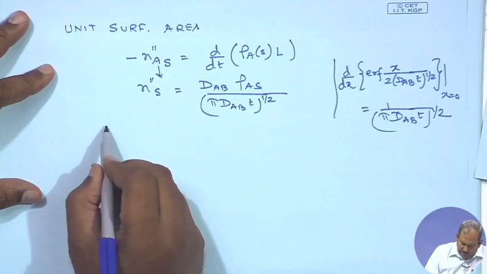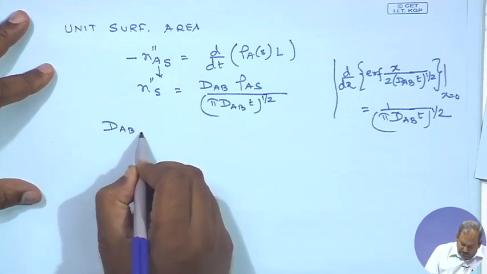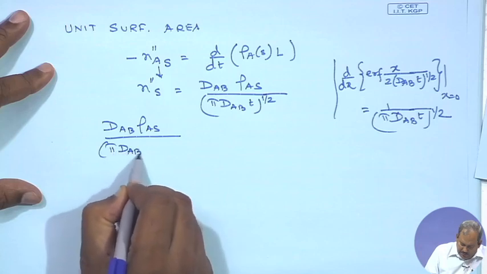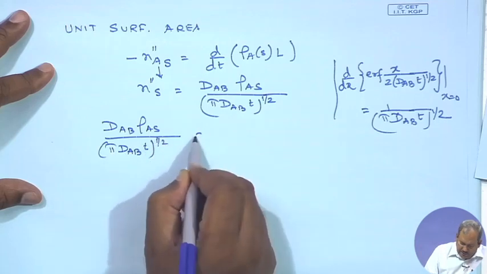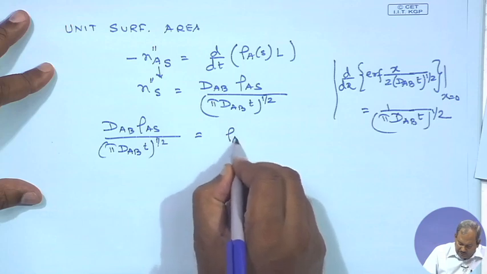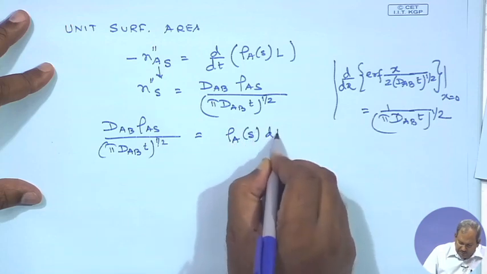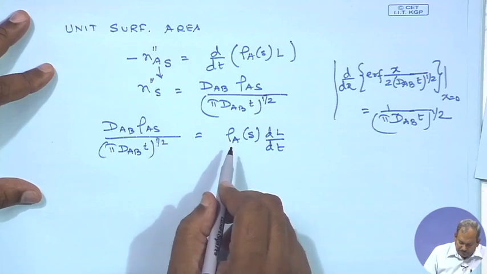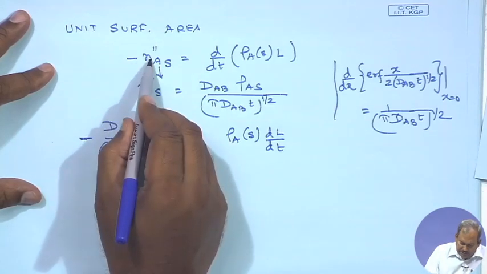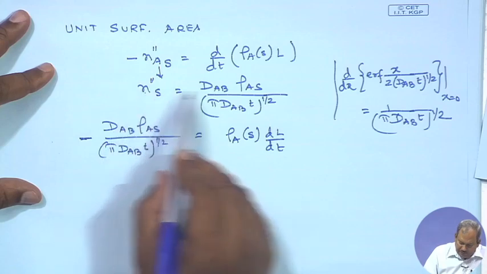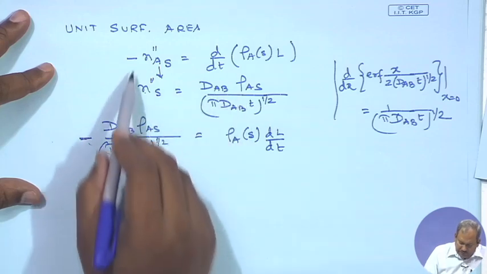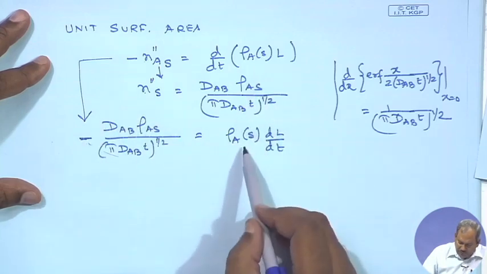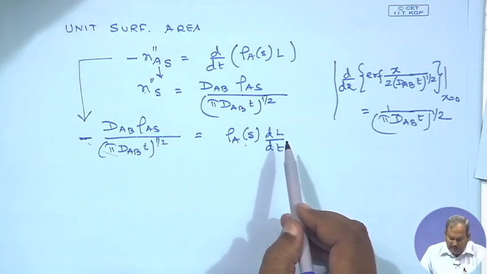I simply get DAB rho A s by root pi DAB t, is equal to rho A s, which comes outside since it's a constant, times dL/dt. Okay. So this, with a minus since I started with a minus, is the expression of N_s, and therefore this equation now becomes this is equal to rho A s on the outside times dL/dt.